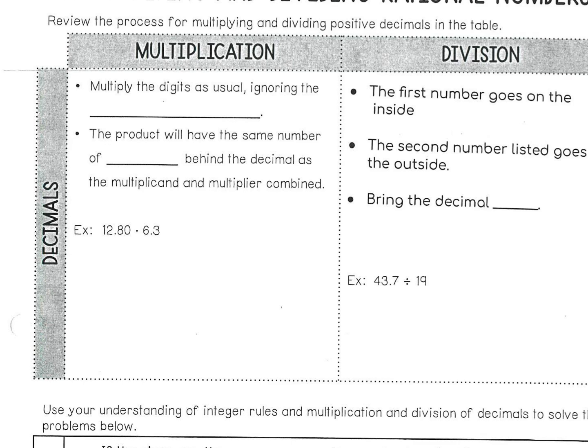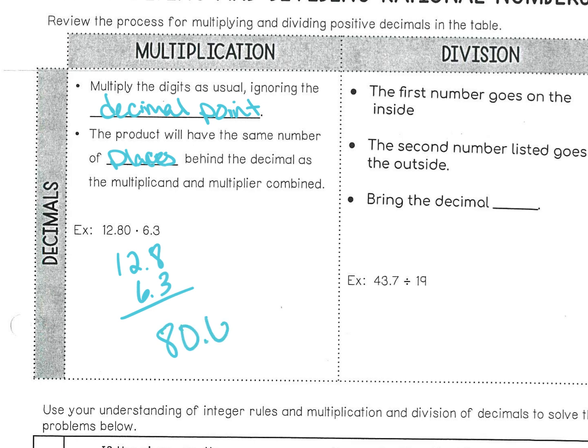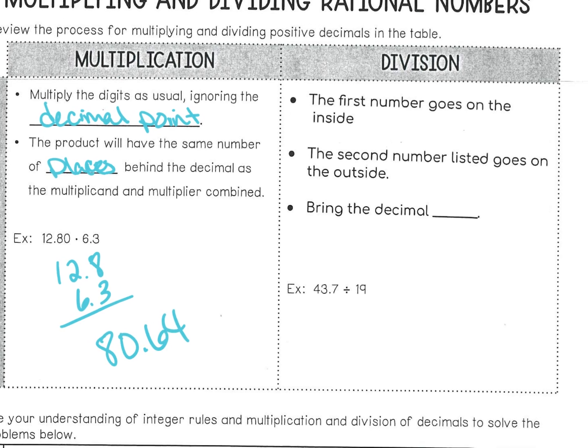When you multiply decimals, you usually ignore the decimal point. You can use your calculator, so this isn't going to matter as much, but if you don't have one, the product will have the same number of places behind the decimal point as the multiplier and multiplicand combined. So when we take 12.8 and multiply it by 6.3, you could line these up like this and multiply them. Feel free to use your calculator. You should get 80.64 when all is said and done.